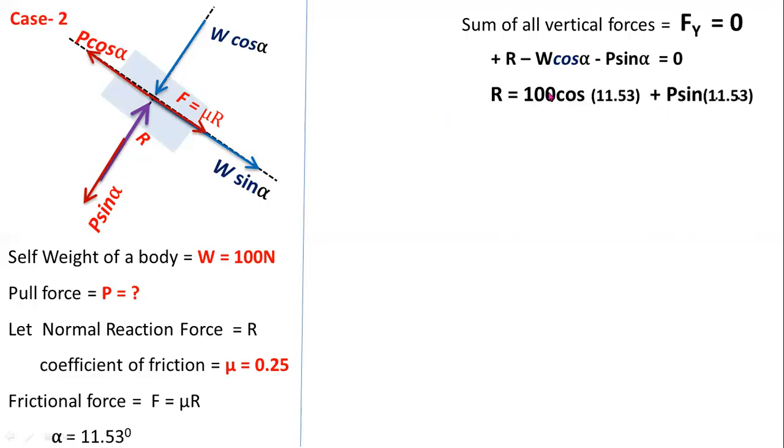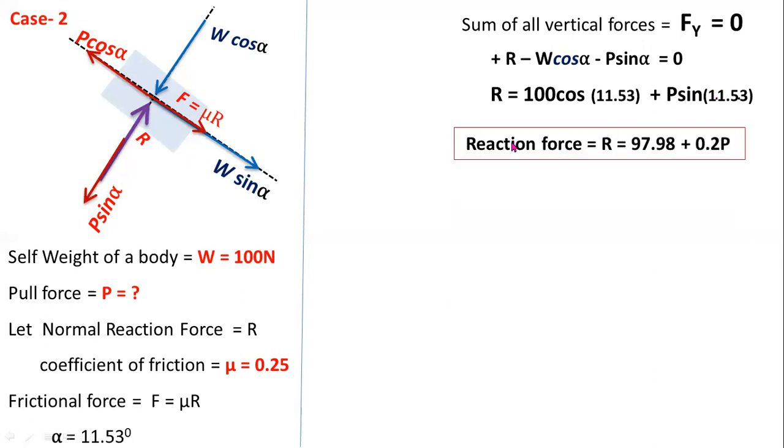So here capital R equal to 100 cos 11.53 plus P sin 11.53. Here the value of P is unknown. So the reaction force R equal to 97.98 plus 0.2 P. This is the value of reaction force. Here the value of P is not given. You have to determine that value.